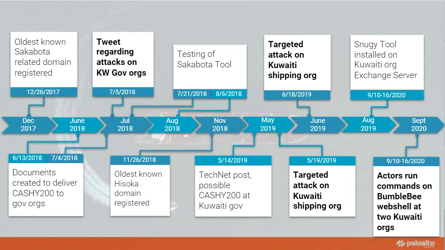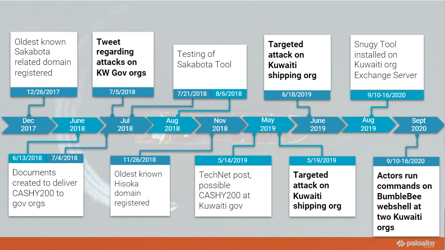As we go outward from that, you can see we witnessed activity in June of 2019 as well as in May of 2019. In both of those cases, we noticed targeted attacks on Kuwaiti shipping organizations. At that point, we started to pivot backwards, meaning, what did we see historically with this information? We're tracking the actor as well as the campaign rather closely, but it's important for us to understand the historical context and what the actors and this campaign have historically targeted.